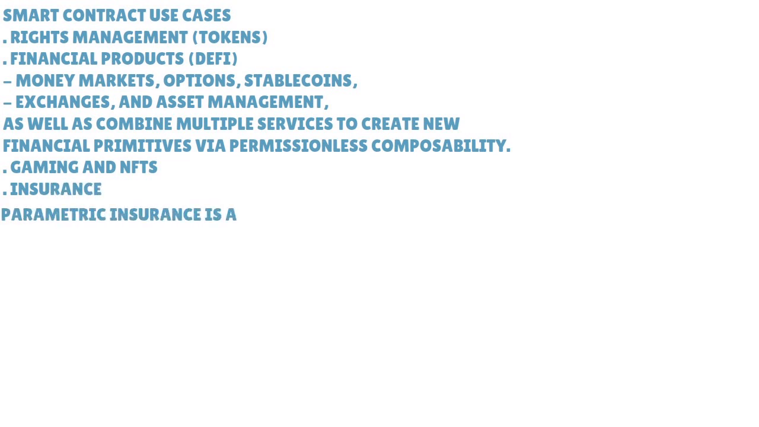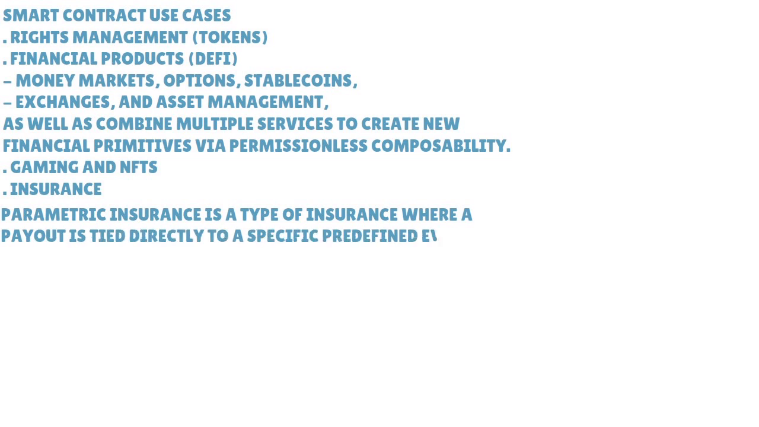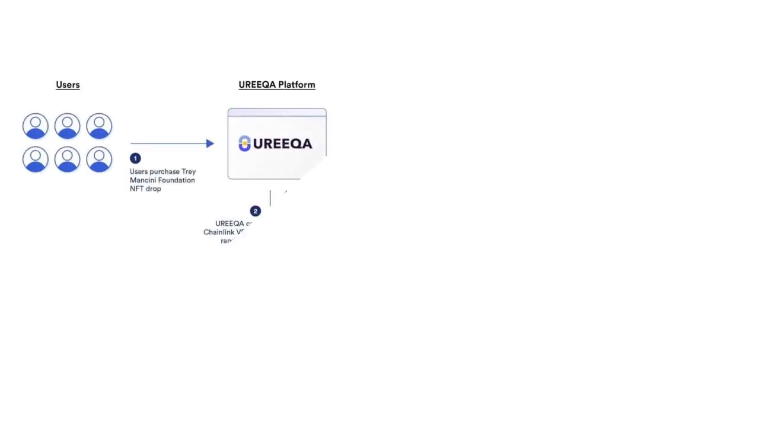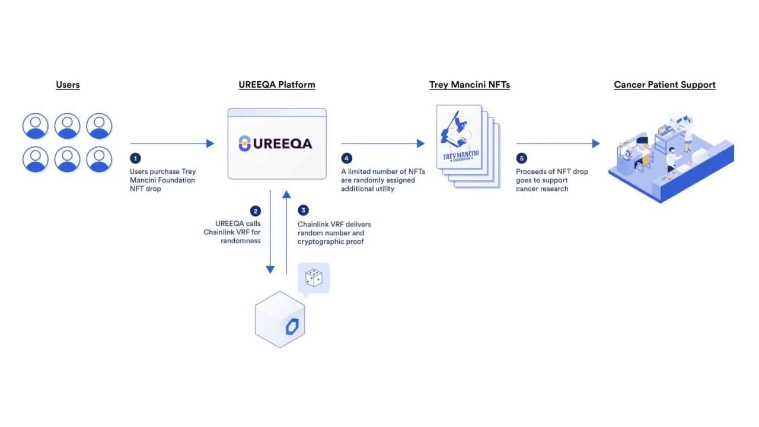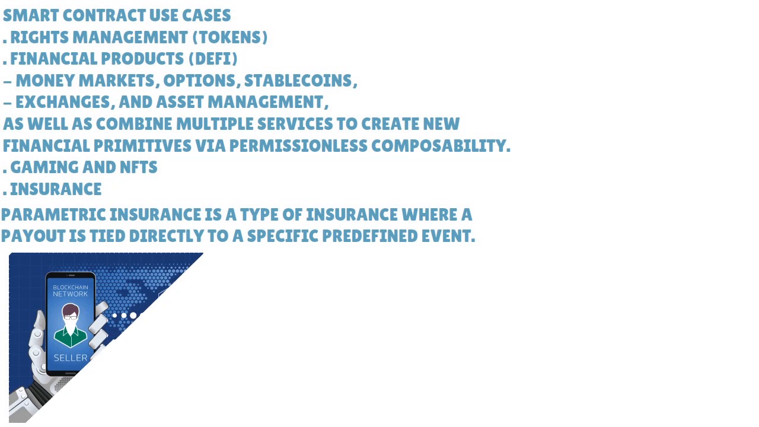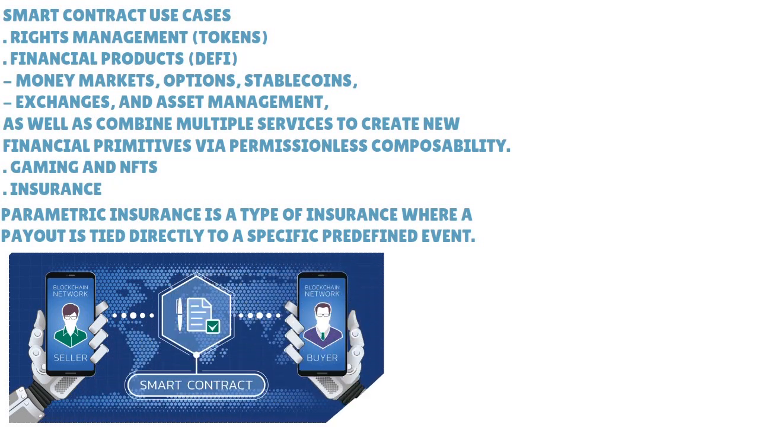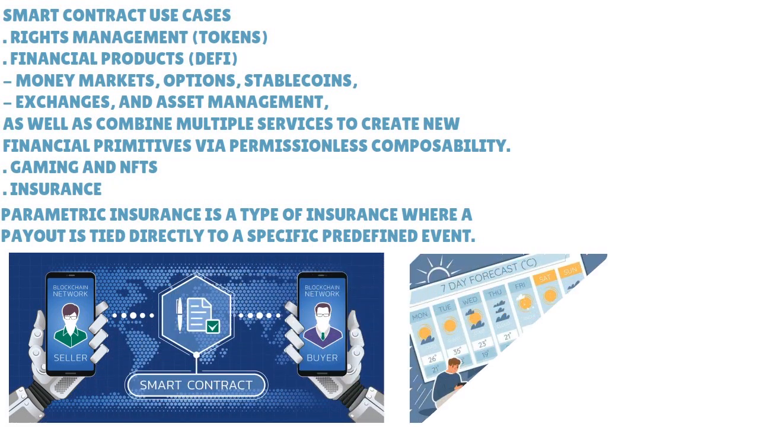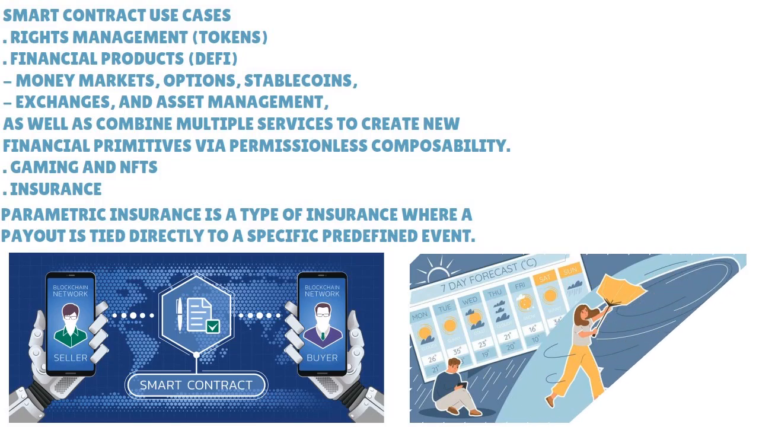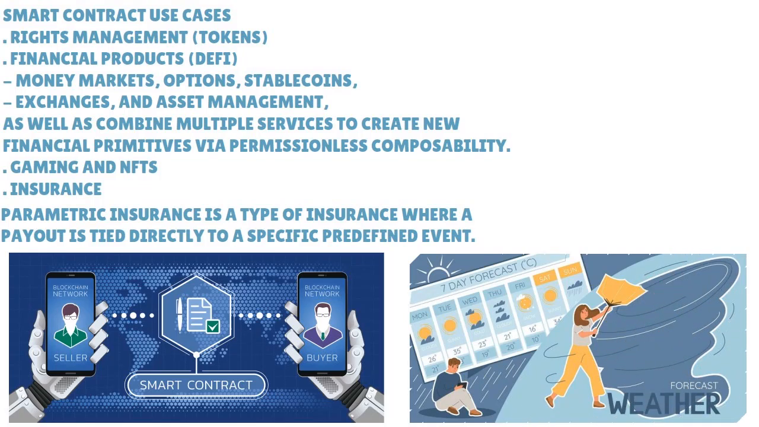You also have insurance. Parametric insurance is a type of insurance where a payout is tied directly to a specific predefined event. Smart contracts provide tamper-proof infrastructure for creating parametric insurance contracts that trigger based on data inputs. So for example, crop insurance can be created using smart contracts where a user purchases a policy based on specific weather information, like seasonal rainfall in a geographic location. That's really cool. That's really diverse also.